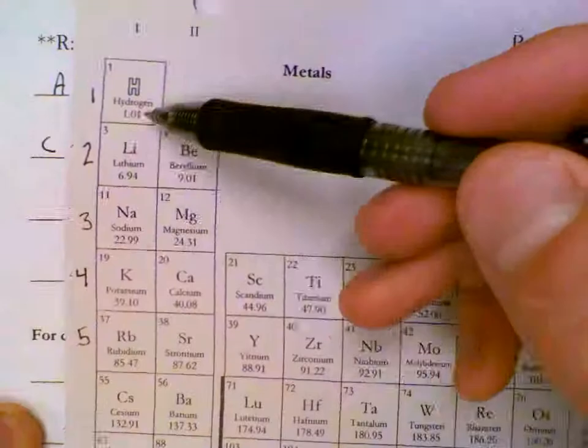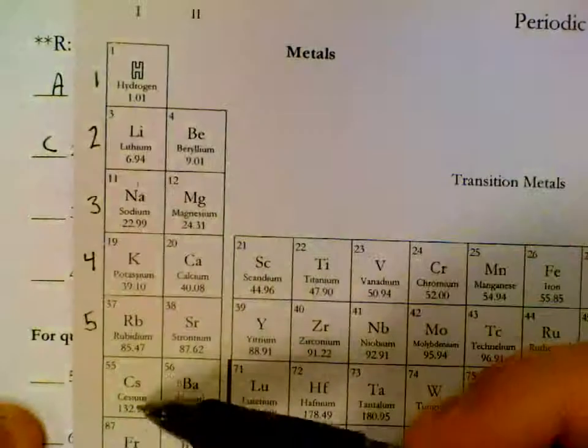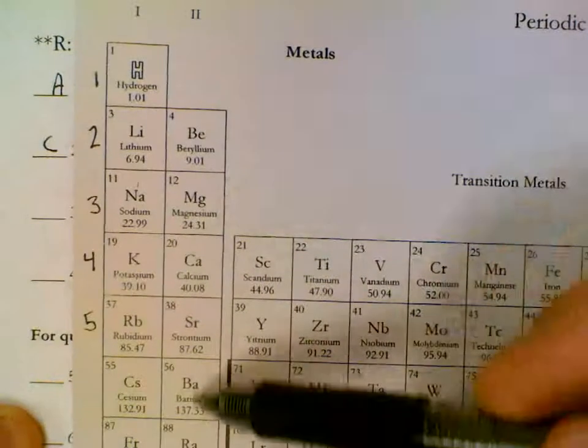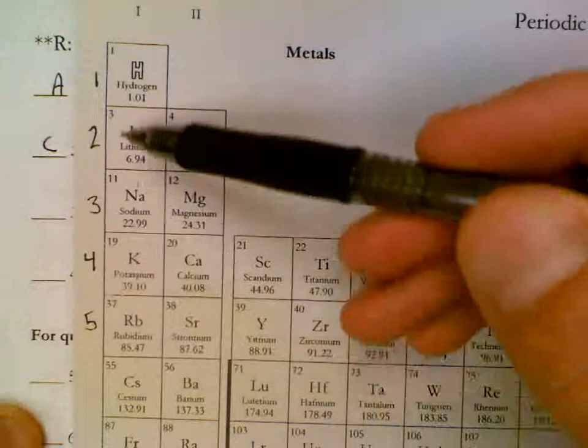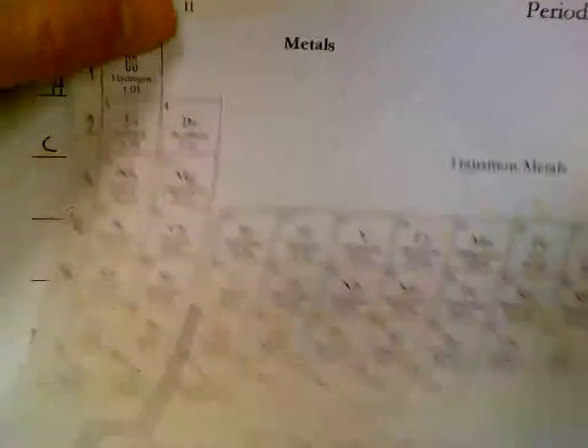Which of the following is an alkali metal? Alkali metals are group 1s, lithium down. Alkaline earth are group 2s. They sound very similar, but alkali are group 1. So we're looking for a metal that lives there.